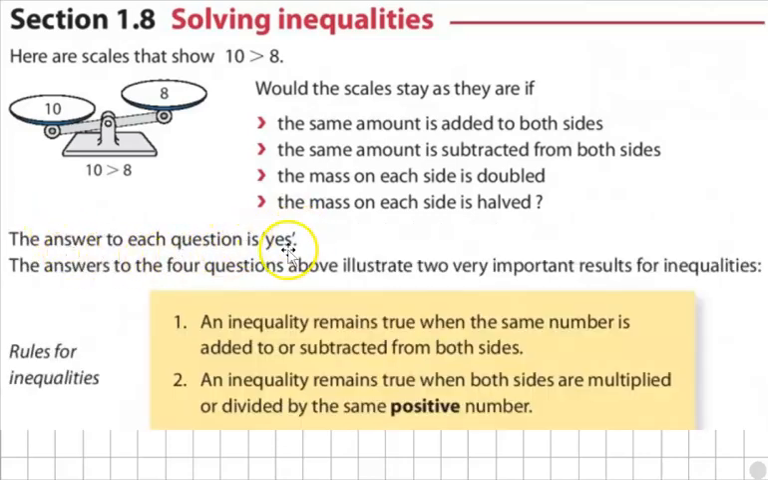The answer to each question is yes. The answers to the 4 questions above illustrate 2 very important results for inequalities. So here are the rules for inequalities. An inequality remains true when the same number is added or subtracted from both sides. And an inequality remains true when both sides are multiplied or divided by the same positive number. And it's very important to note that it only works if it's the same positive number, not if it's a negative number.